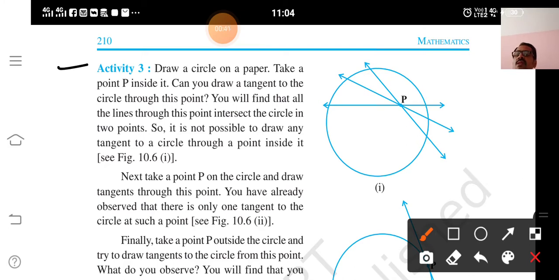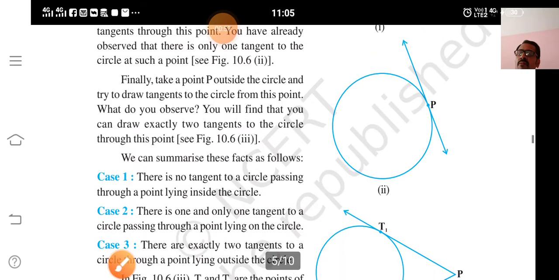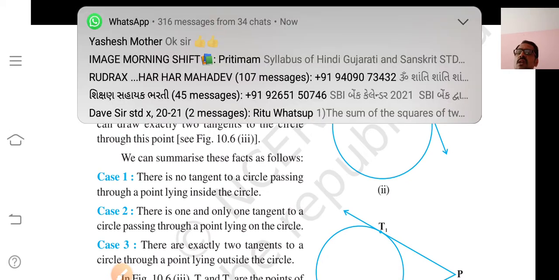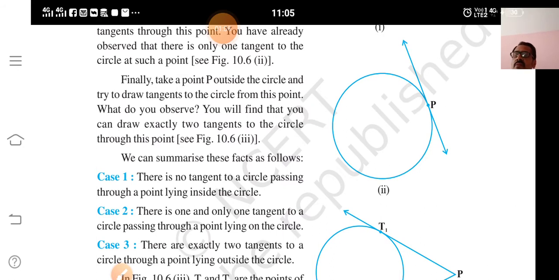Next, take a point P on the circle and draw a tangent through this point. You have already observed that there is only one tangent to the circle at such a point. Finally, take a point P outside the circle and try to draw tangents to the circle from this point. What do you observe? You will find that you can draw exactly 2 tangents to the circle through this point.